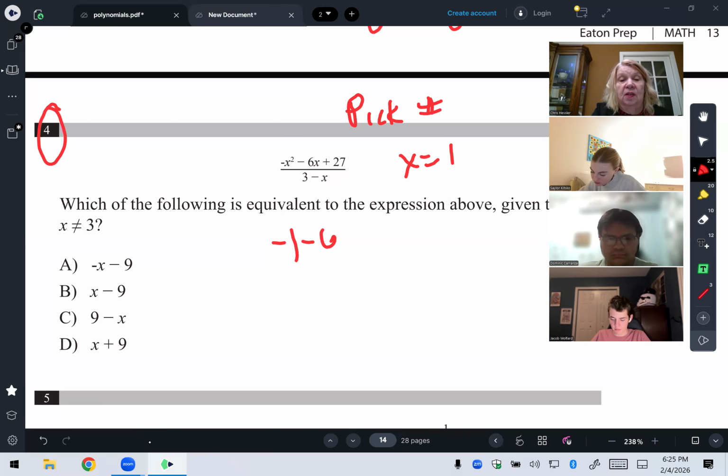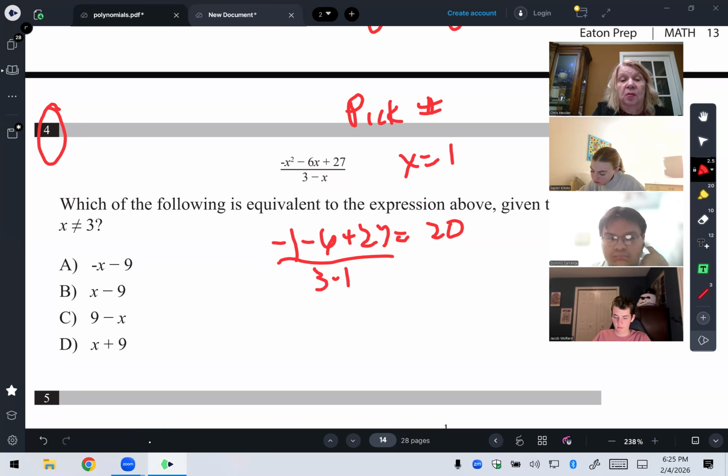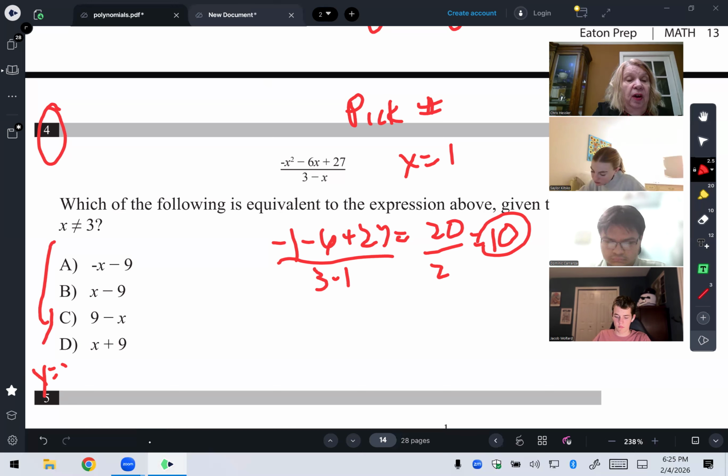Minus 1 minus 6 plus 27. So if we pick x as 1, we're going to get 20 in the numerator, and 3 minus 1 in the denominator is 2. That's 10. Which answer does anybody see? I could put a 1 in for x, and it would kick out a 10. That might be faster than doing it the math teacher way, actually.